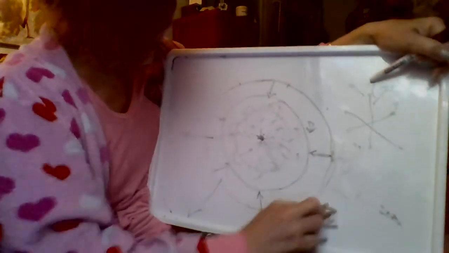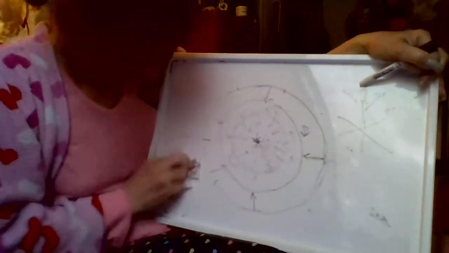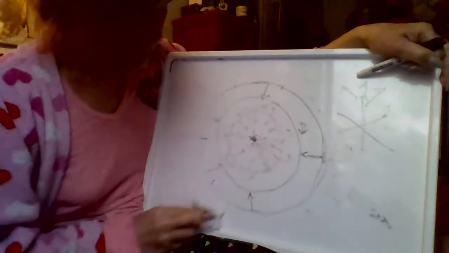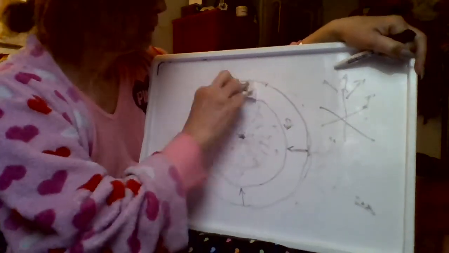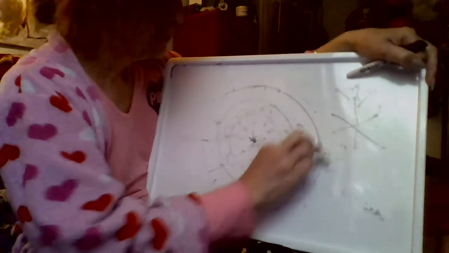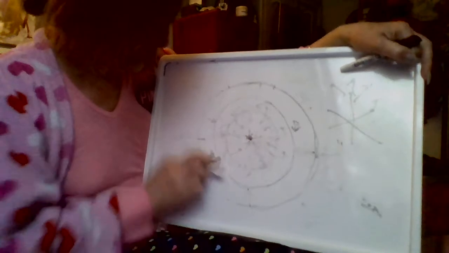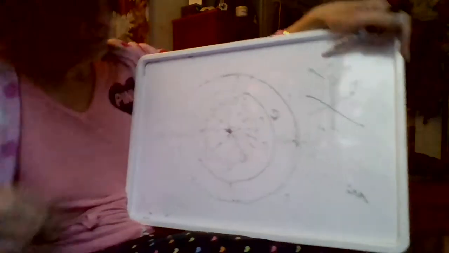Okay, so that's how you make a photon. It's from the implosion of an electron orbit. Okay. So now let's absorb a photon.